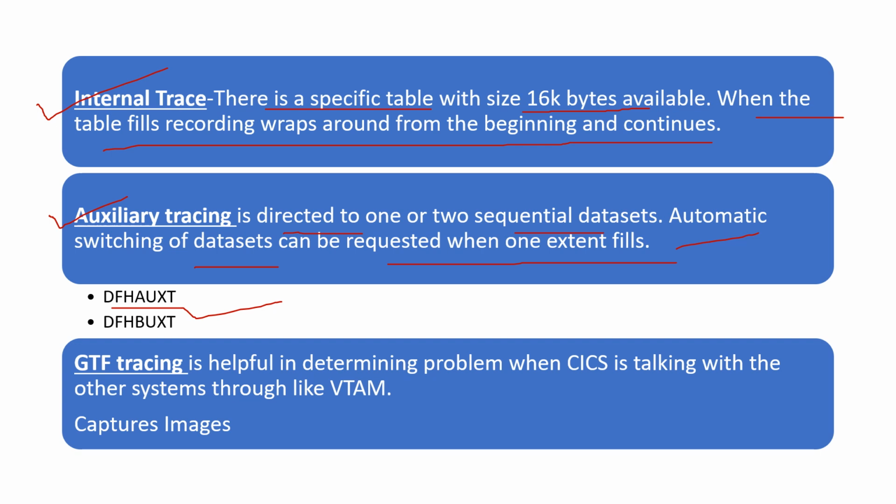Next one is the GTF tracing. GTF means generalized trace facility. GTF is a part of the MVS system that you can use to record CICS trace entries. GTF tracing is helpful in determining problems when CICS is talking with other systems, for example through VTAM. Also, it can capture images. You can use GTF to record CICS trace entries and use the Interactive Problem Control System, IPCS. GTF is an internal part of the MVS system and traces the system, for example to seek the address on start input output instruction and input output activity. If there is any page fault, it can extract that.